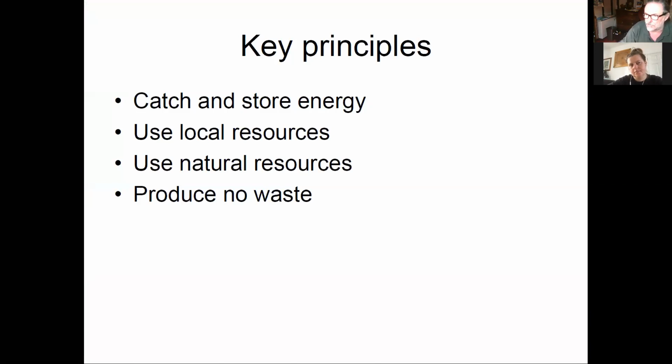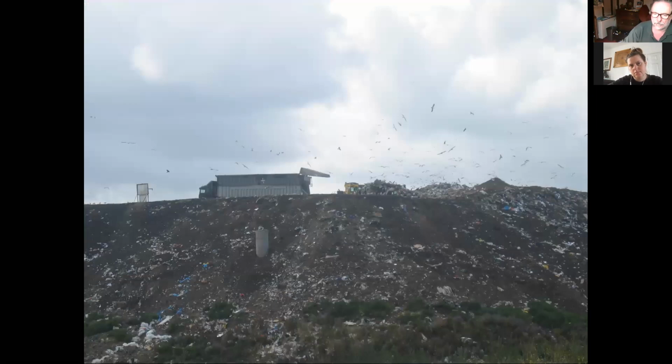Local and natural resources. It's an energy system that's designed to catch and store energy. It's built out of what was there. It uses only natural resources, so therefore everything is cyclable, so it produces no waste. These are unarguable observations to make, really. Produce no waste. Produce no waste is principle 6 in permaculture.